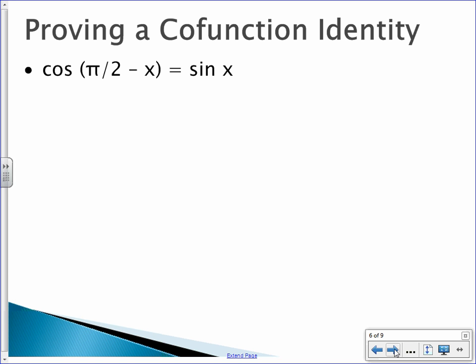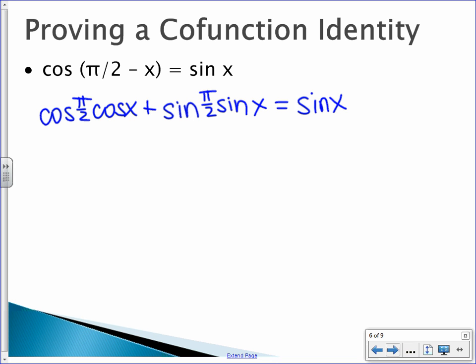Obviously, we're not going to start on the right side. We need to start on the left side. We have a cosine with a difference inside, so we can use our difference formula. So let's do that. We're going to take the cosine of pi over 2 times the cosine of x. And if we're subtracting inside of our cosine, what operation will we use in our formula? Addition. And so then we write the sine of pi over 2 times the sine of x.